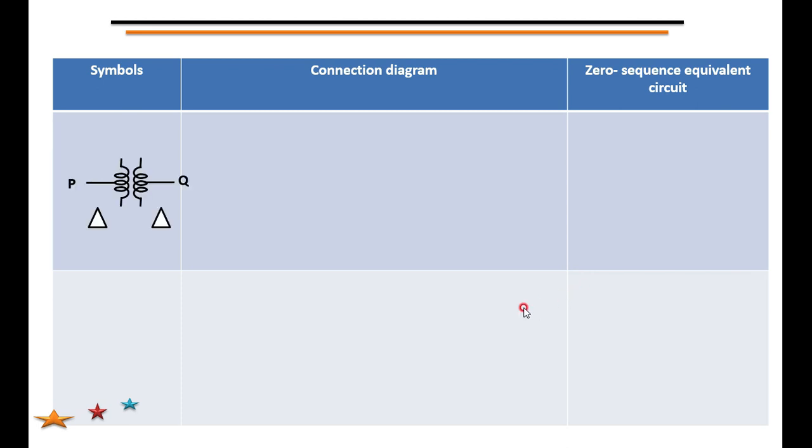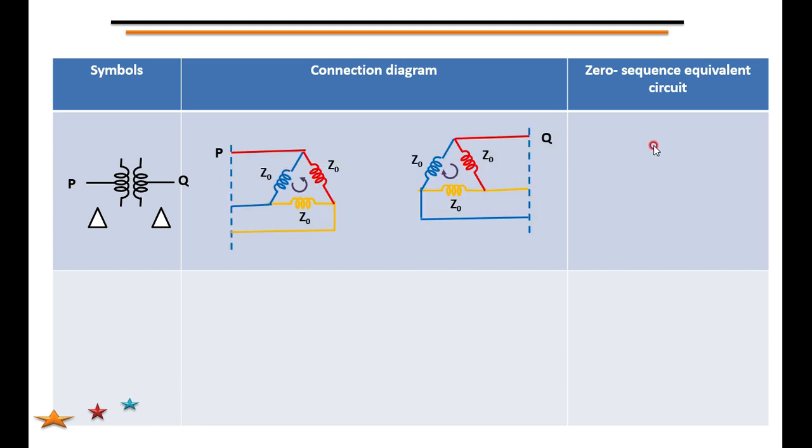And in the case of the delta, the zero sequence currents circulate inside the delta, because the delta connection offers very high impedance as such there is no return path. Therefore the zero sequence currents flow inside the loop itself. That is represented here.